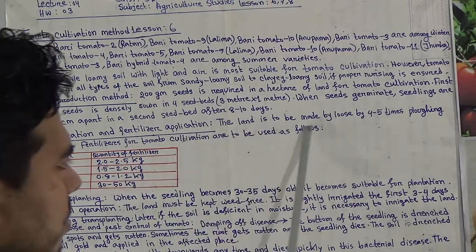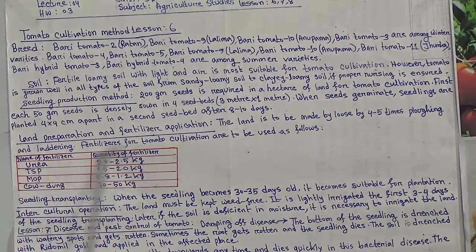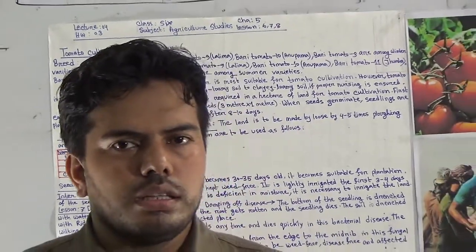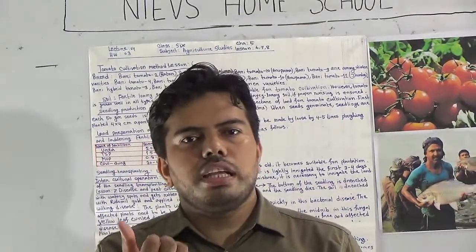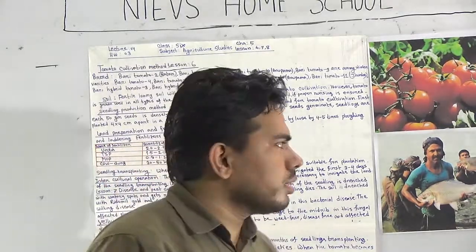Now go to land preparation and fertilizer application. The land is to be made loose by 4 and 5 times plowing and laddering. If you plow again and again, it can be 4 or 5 times, then your soil would be very loose, which is very suitable for tomato cultivation.